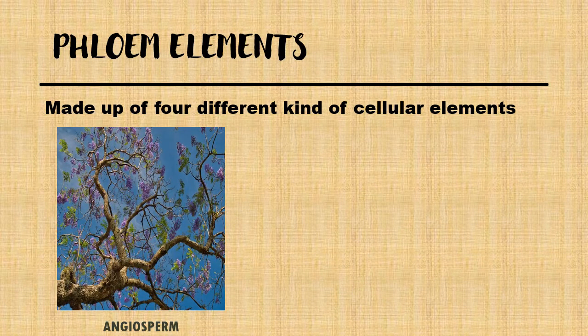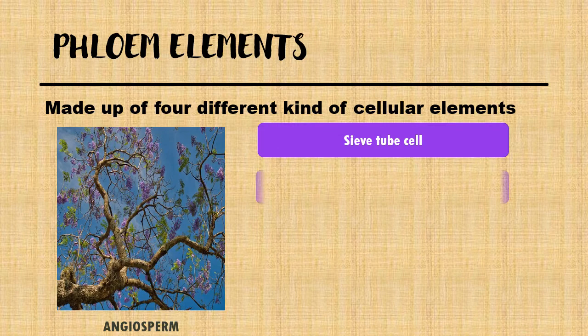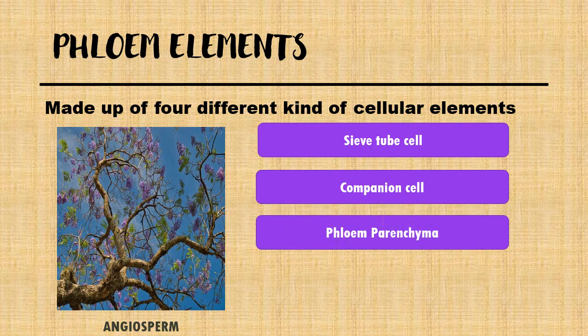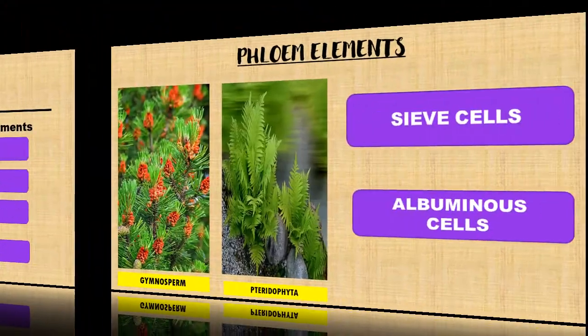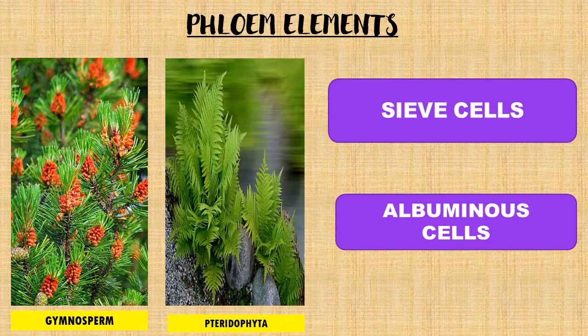Phloem is a complex permanent tissue. So it is made up of different cellular elements which are also called phloem elements. In angiosperms, phloem is made up of sieve tube cells, companion cells, phloem parenchyma and phloem fiber. In gymnosperms, there is no sieve tube cell. Instead of sieve tube cells, there are sieve cells. And instead of companion cells, there are albuminous cells.